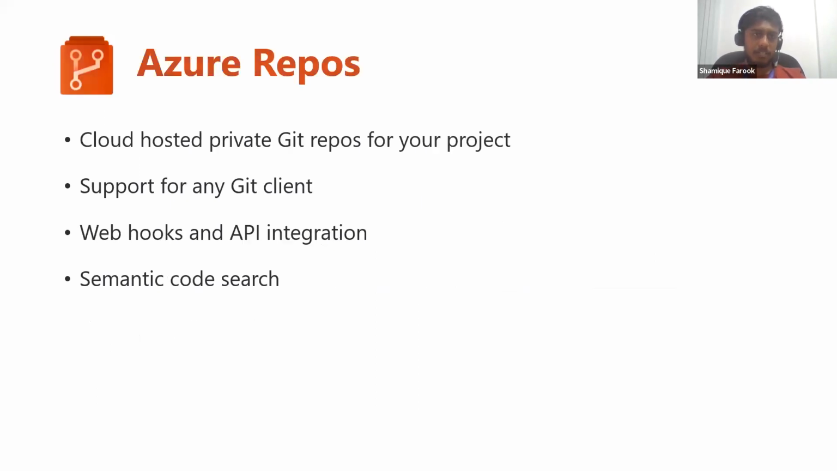I will move to the next service, which is Azure Repos. It's cloud-hosted private Git repos for our project. It supports any Git client, and it also has webhooks and API integration features. Other than that, it has a cool feature, which is semantic code search. With that, we can easily find what we are looking for with a code-aware search that understands the classes and variables in our code.